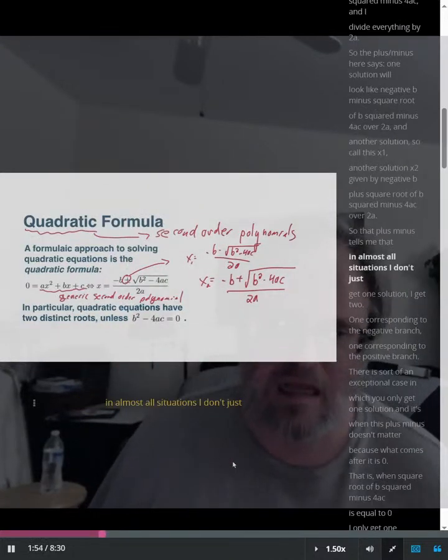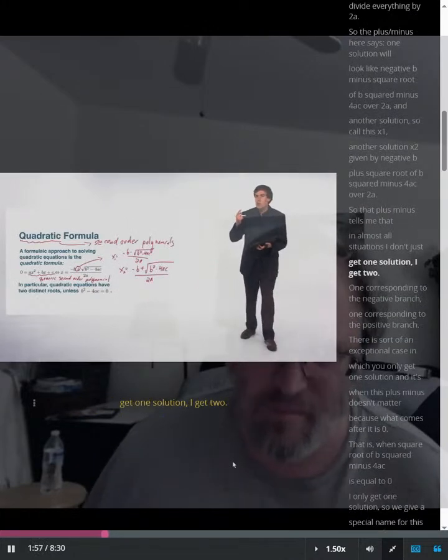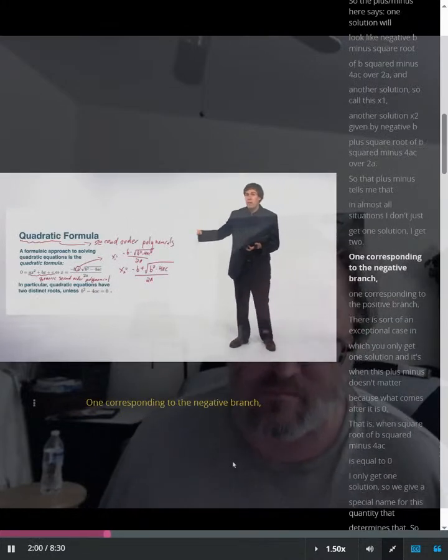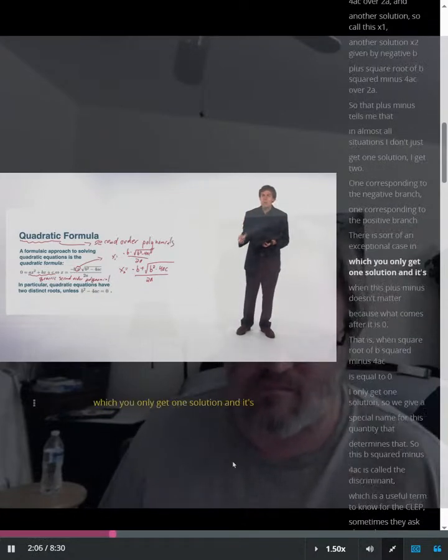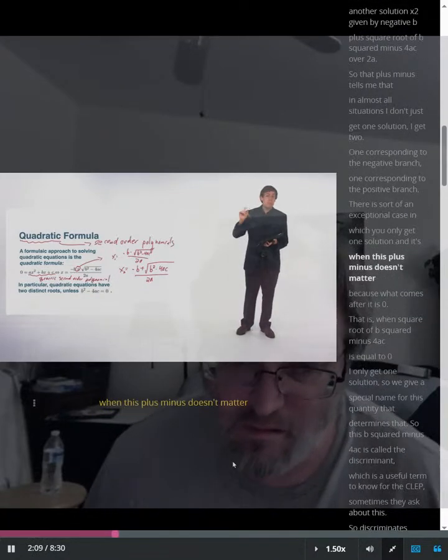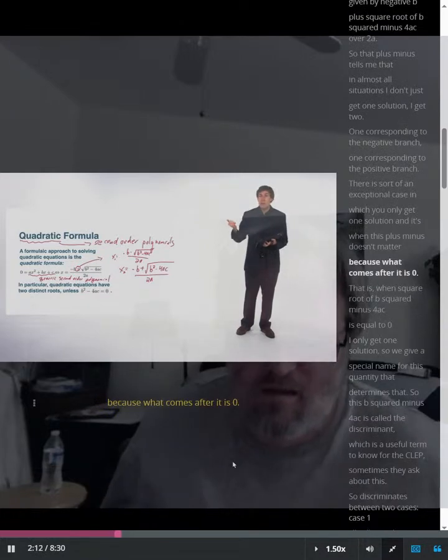So that plus minus tells me that in almost all situations, I don't just get one solution, I get two. One corresponding to the negative branch, one corresponding to the positive branch. Now there is an exceptional case in which you only get one solution. And it's when this plus minus doesn't matter, because what comes after it is 0.